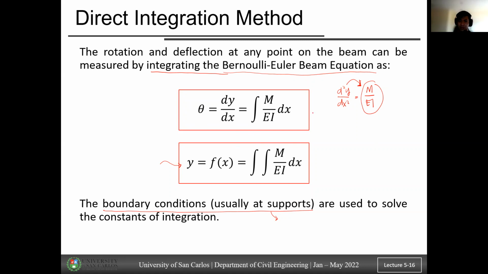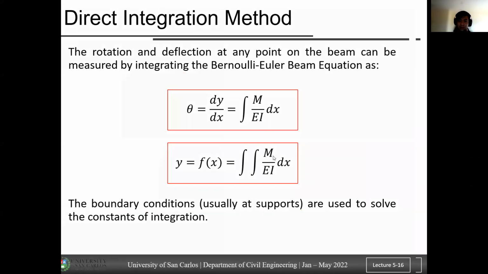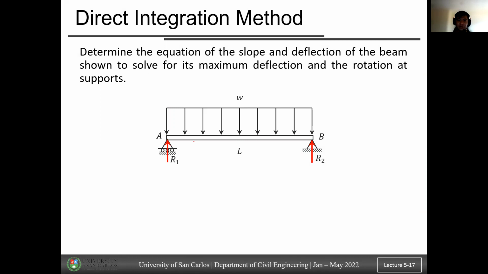Okay, so let's discuss the first problem para di mo maglibog unsaon siya pag solve. So first thing is, since you are given with only variables here, W and then L, then R1 and then R2.